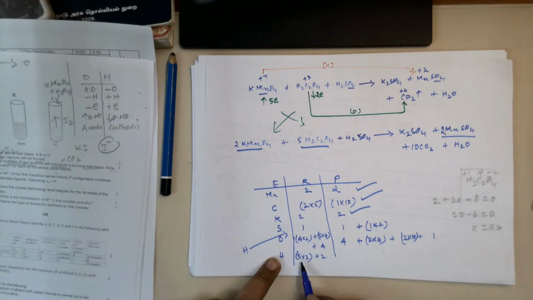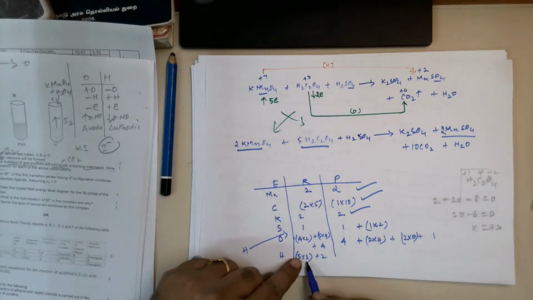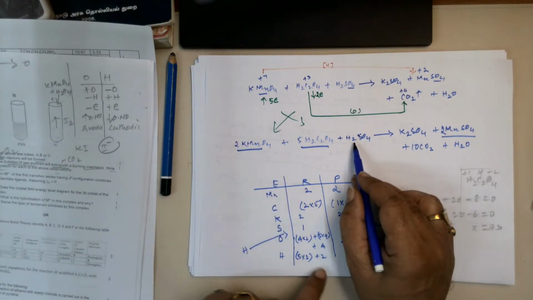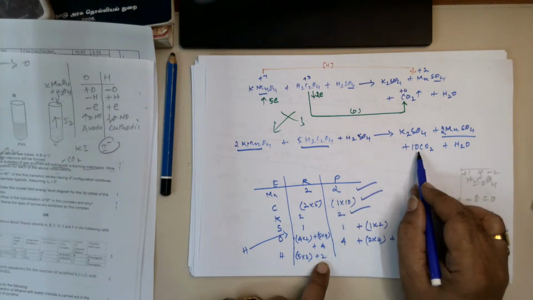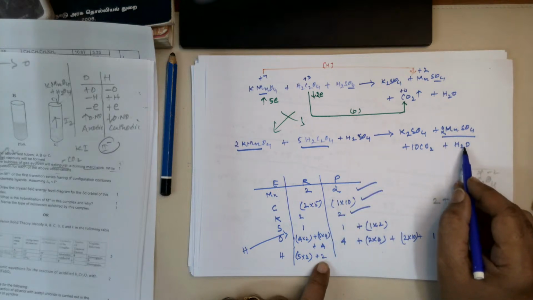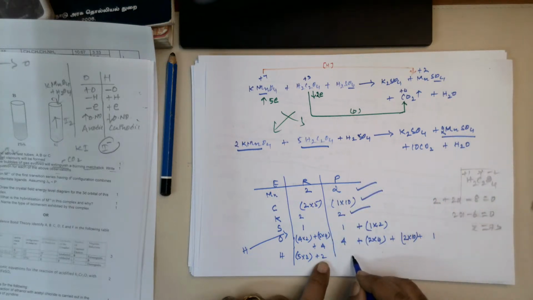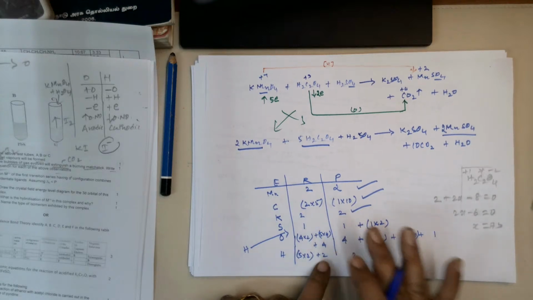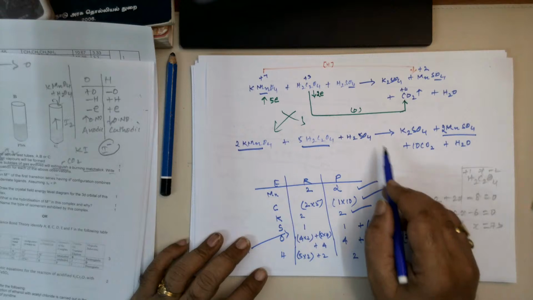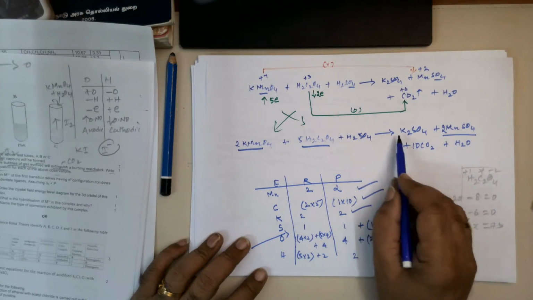See, 5 twos are 10, right? And what about this? Only 2. And here on this side, you have only 2. So you can put 2. Nowhere else do you have hydrogen. So let it be like this. Now we have to work out this, and sulfur, let us work out.